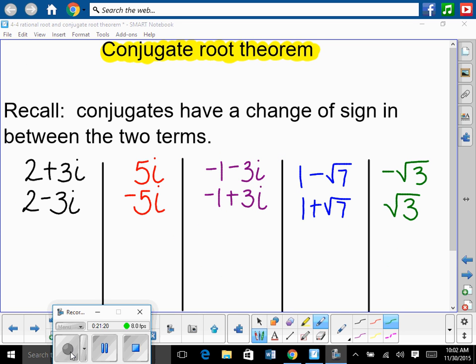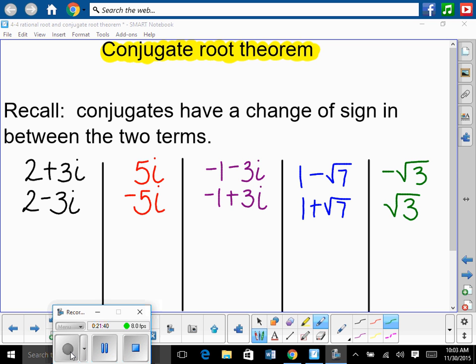Okay, so we have learned this. The conjugate root theorem says. So recall that conjugates, just before we talk about the conjugate root theorem, what is a conjugate? Conjugate, guys, a lot of you just failed this on the first test. Conjugates have a change of sign in between the two terms. So these are some examples of conjugates. 2 plus 3i, 2 minus 3i.